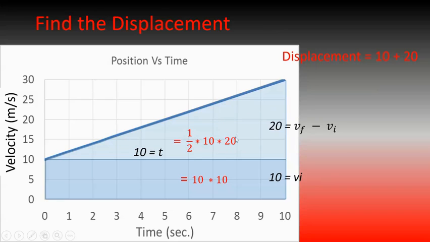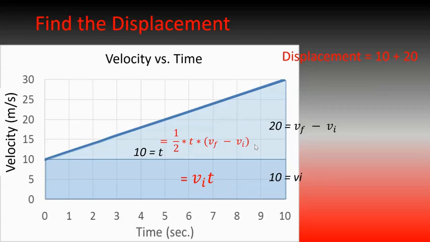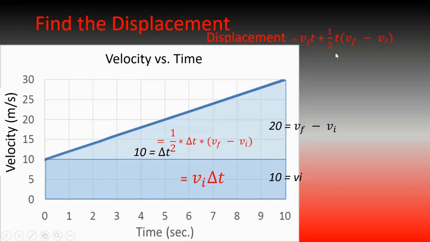So let's replace, and then you add them together. So let's replace the numbers with letters. This is the area of the rectangle. This is the area of the triangle. And to get the displacement, you have to add those two together. So instead of 10 plus 20, we're going to replace it with the letters. We get this equation right here.